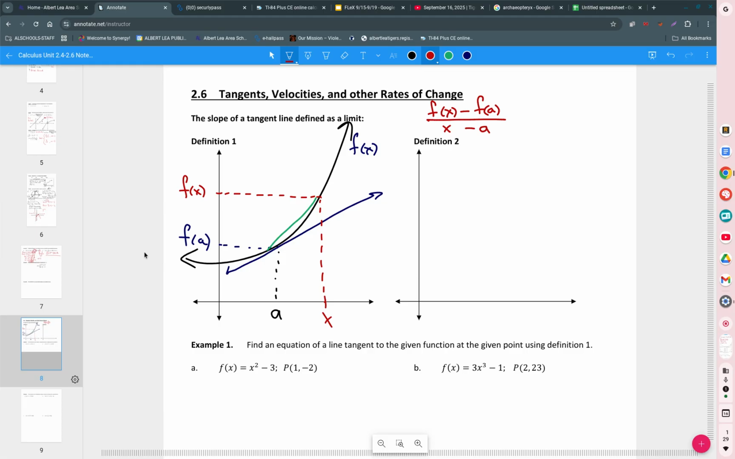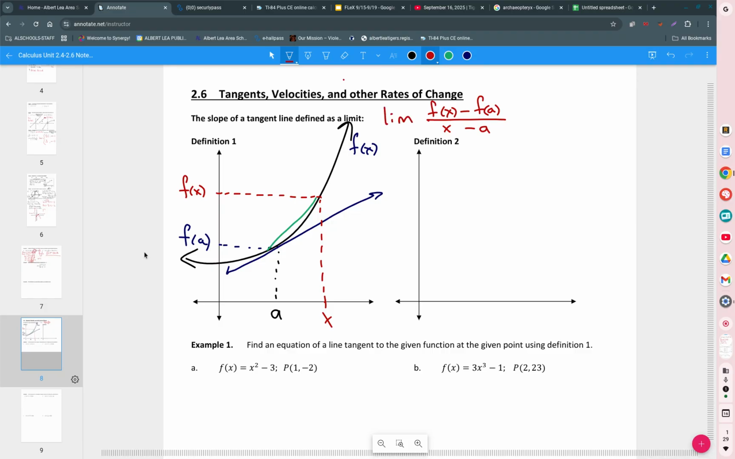I would like the green line to be a better approximation for the slope of the blue line. What could I do to make the slope of the green line a better approximation for the slope of the blue line? What could I do with x? Where could I bring it? Closer to A. Closer to A. How do we bring something closer to something else?